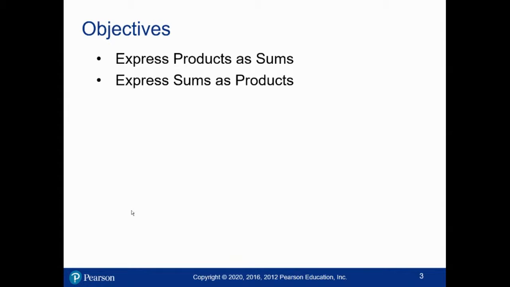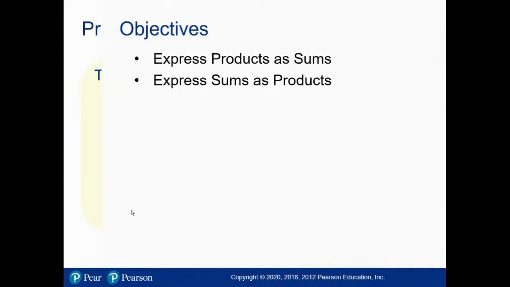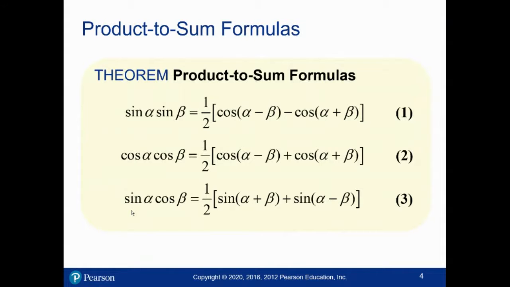The objectives are pretty straightforward. So the sum to product formulas allow you to go back and forth between products of sines and cosines to sums of sines and cosines and vice versa. So for example, here are your product to sum formulas.